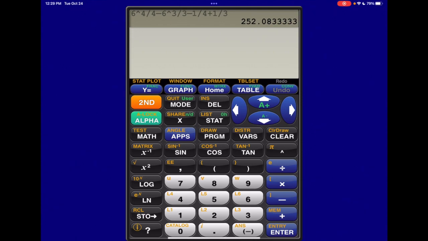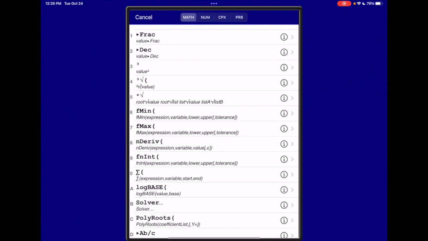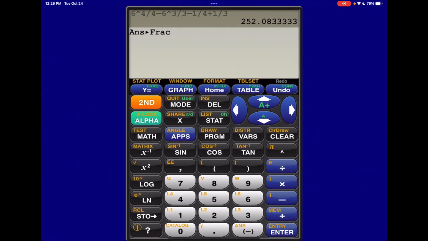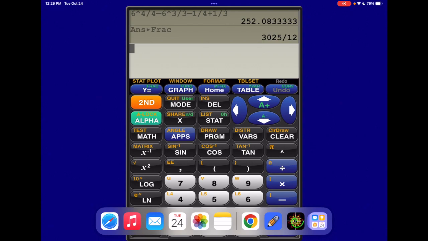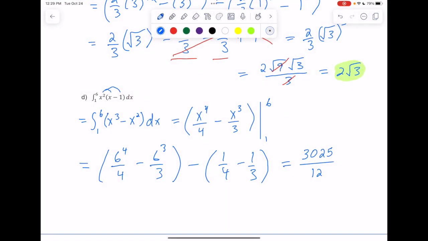And then if you want to convert that to a fraction, you can do that by going to the math menu. So just below the green alpha key, it says math, and the very first option there is store to a fraction. So if you just calculated a messy thing and got a decimal and you hit store to a fraction, it'll convert that to a fraction for you. So there's that 3025 over 12, which is the same thing that I had here in the notes.